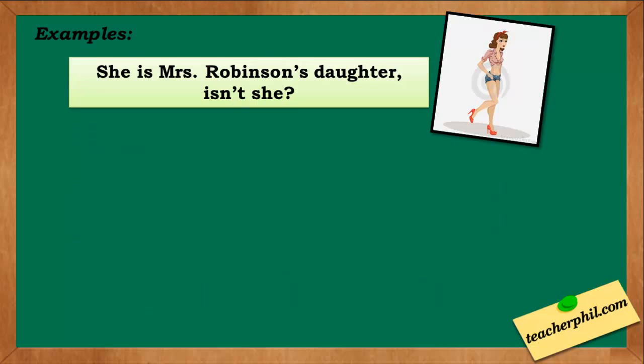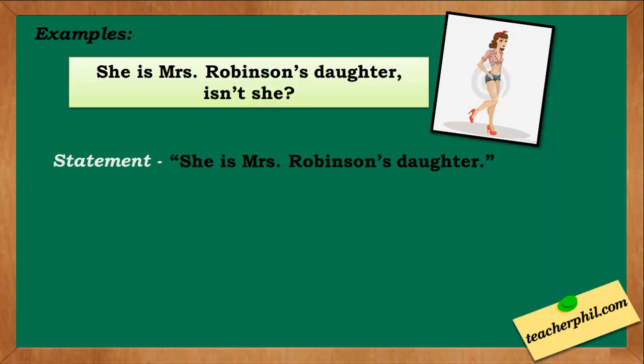The last one, remember that the statement and the tag are always separated by a comma. Take note of the following examples. The first one, she is Mrs. Robinson's daughter, isn't she? Our statement here is, she is Mrs. Robinson's daughter. Our tag is, isn't she? If you noticed, the statement used the auxiliary verb is. That's why we also used is in our tag.